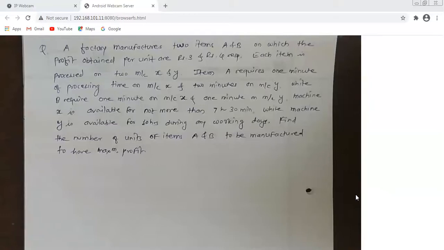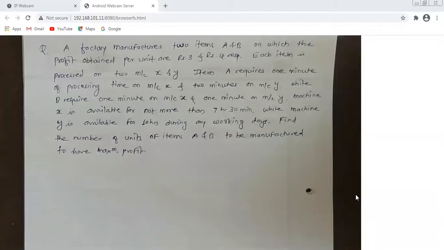Now, what is the difference between the first question and this question? In the previous question, they provided one table, which means they converted the given numerical into tabular form. But in this question, they have not given the table. So first of all, we have to convert this given question, which is given in the form of sentences, into the form of a table. So first of all, we'll construct one table.